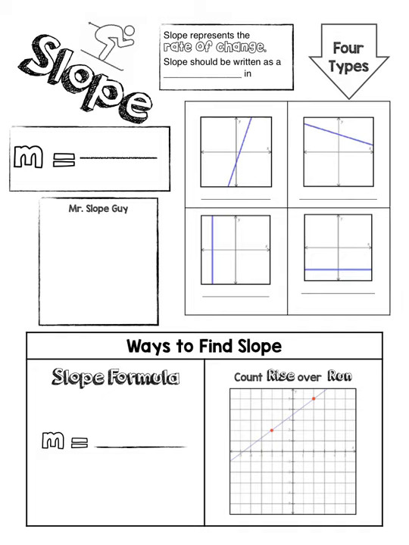We're going to start talking about slope. Now, slope is the steepness of a line. It represents the rate of change. It should be written as a fraction.